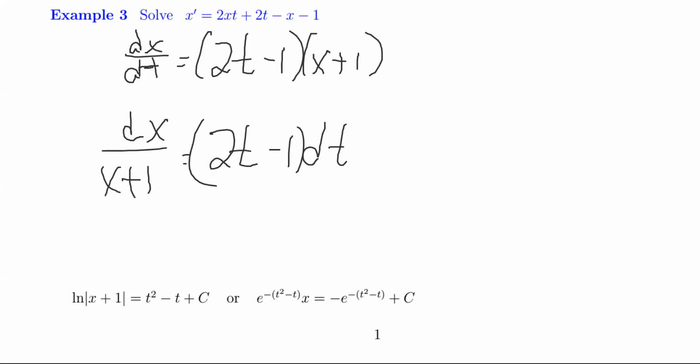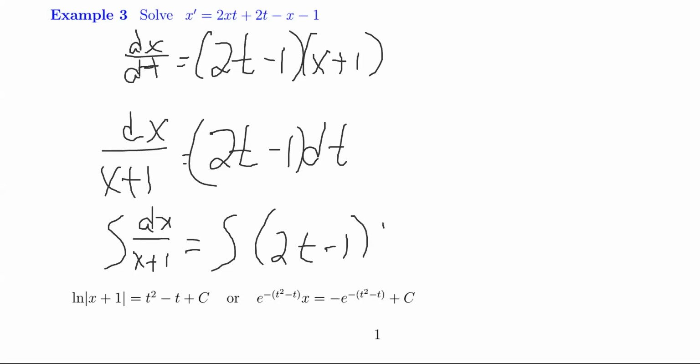Then recall that to solve this equation, we integrate both sides. The left-hand side will be integrated with respect to x, and the right-hand side will be integrated with respect to t. So the integral of the left-hand side is the natural log of the absolute value of x plus 1 plus some constant c, but again, remember we're just going to combine the plus c's on both sides and make that into a new constant c. So we'll just leave that off for now.